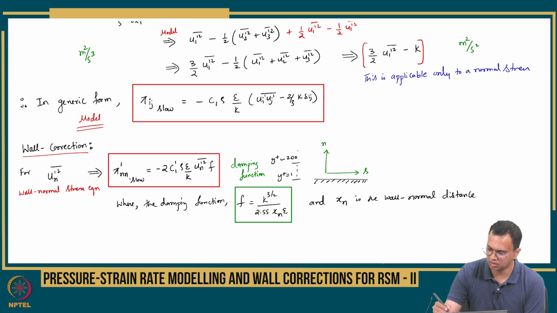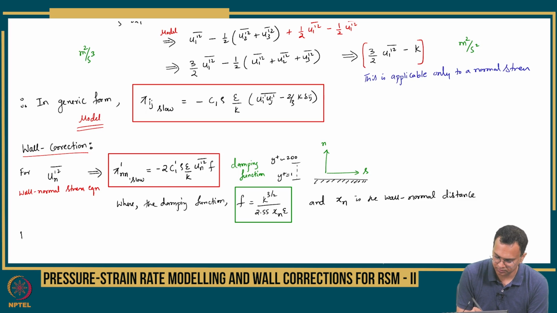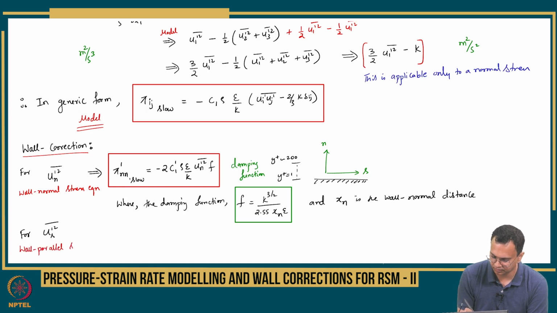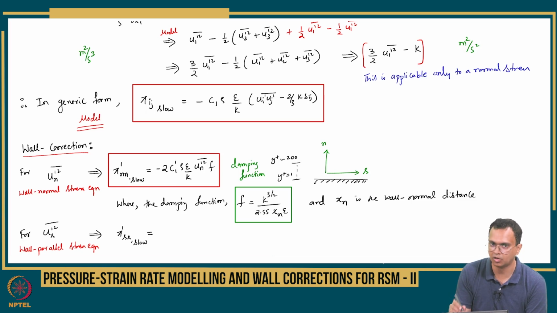Okay. So now I need the other component for the wall parallel, which is US prime square, the two wall parallel stress components, right? For that equation, the correction term is pi SS slow prime, of course, is equal to, simply I am giving one part to each, taking two parts in the normal direction, giving one part equal to both.